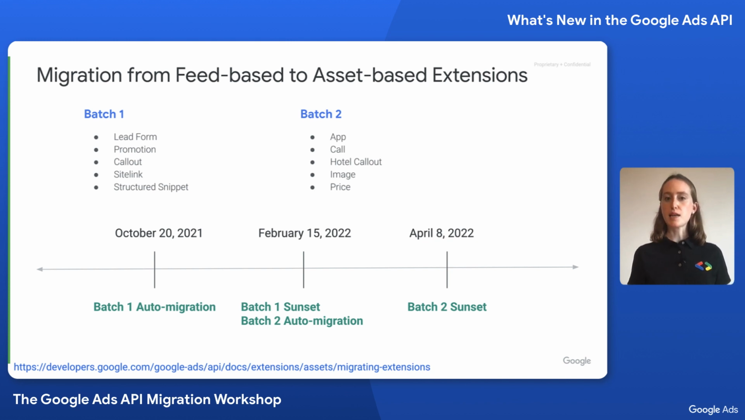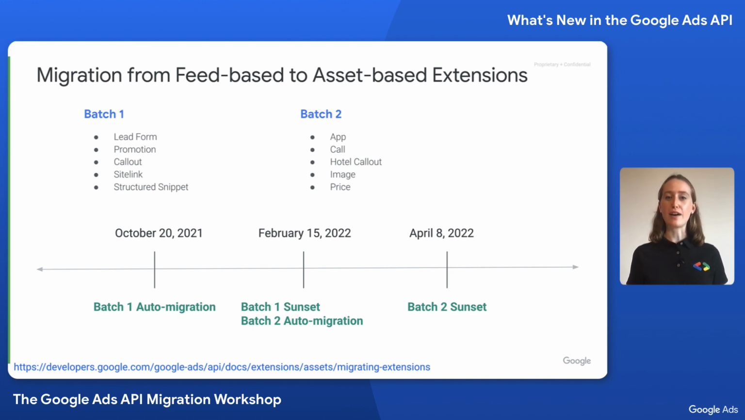The feed-based to asset-based extension migration has 2 waves currently planned for the extension types listed here. Feed-based extensions will be automatically migrated to asset-based extensions on October 20th of this year and February 15th of next year for the 2 respective waves. After that, you won't be able to mutate or create feed-based extensions. If you need to, you can choose to opt out of the October 20th auto migration in favor of the February 15th and April 8th sunset dates. Andrew will talk through more of those details in his workshop, so stay tuned for that.